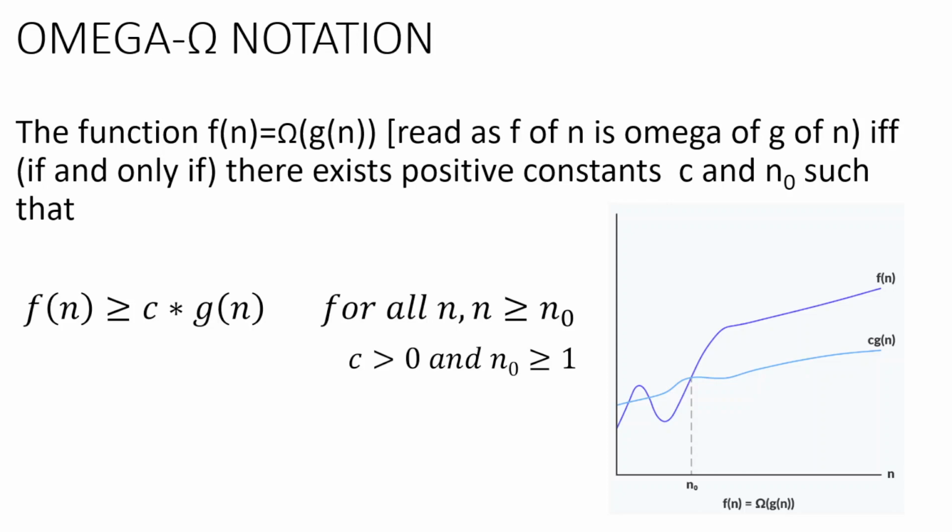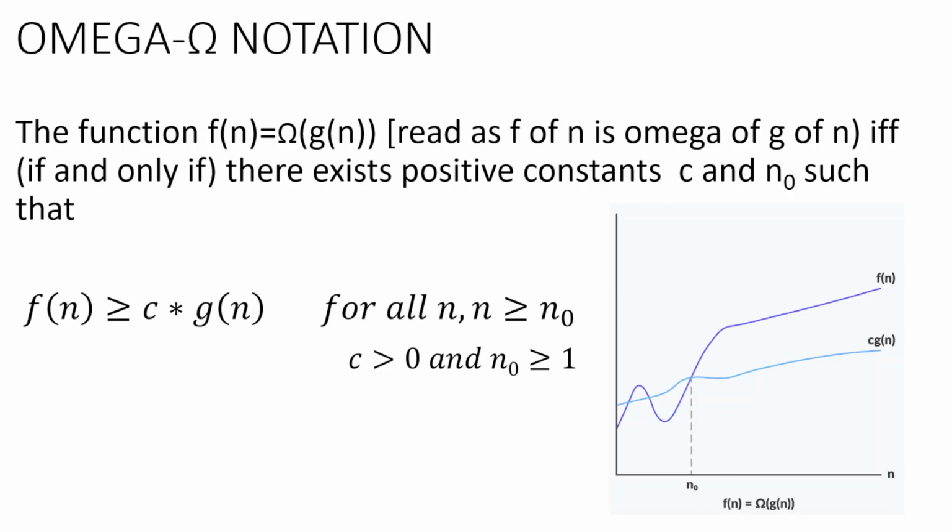We can say that the function f of n is omega of g of n if and only if there exist positive constants c and n naught such that f of n is greater than or equal to c into g of n for all n where n is greater than or equal to n naught, and the constant c should be greater than 0 and n naught should be greater than or equal to 1.